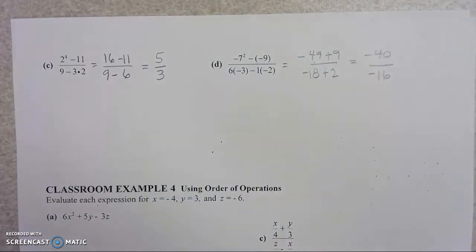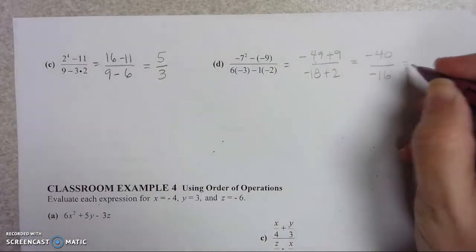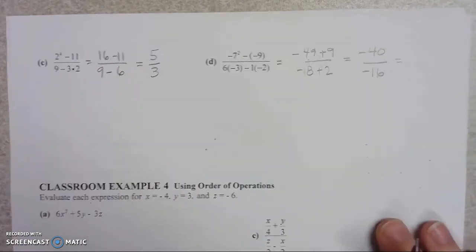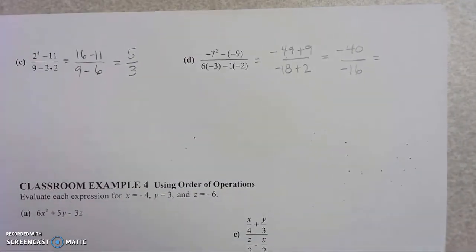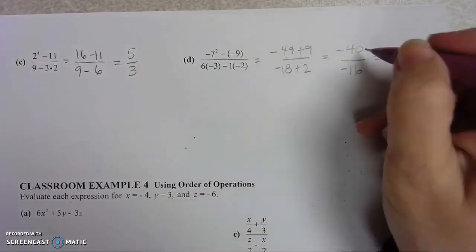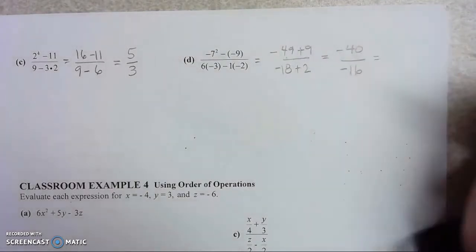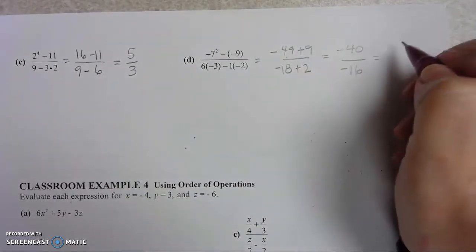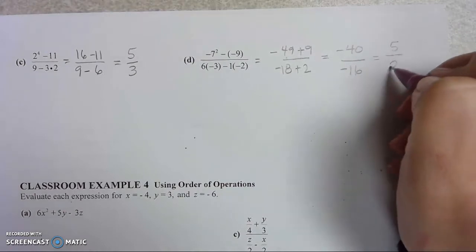still been positive 2. Then I can simplify these. Let's see. What can I simplify them both by? 8. So negative divided by negative is positive. Dividing by 8 would give me 5 halves.